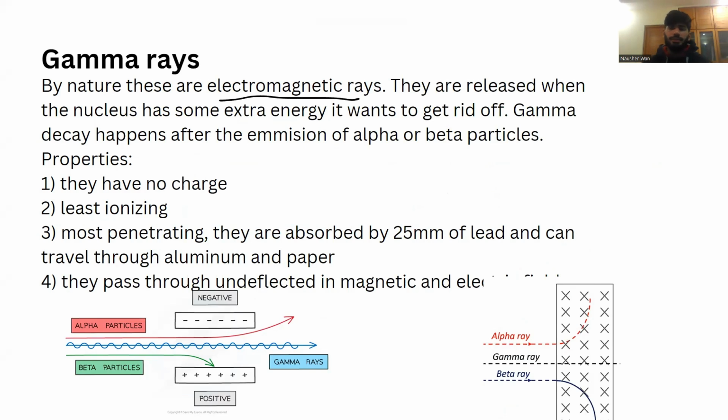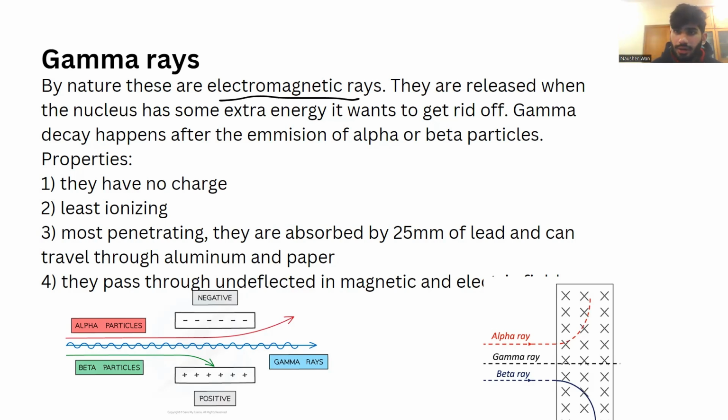Okay, lastly, you have your gamma rays. And by nature, these are electromagnetic rays. So they are a part of the electromagnetic spectrum that you might have read in your waves chapter. Now, gamma rays are released when your nucleus has some extra energy that it wants to get rid of. So let's say it is in a hyper state. It wants to release some energy that it has. So it lets go of gamma rays.